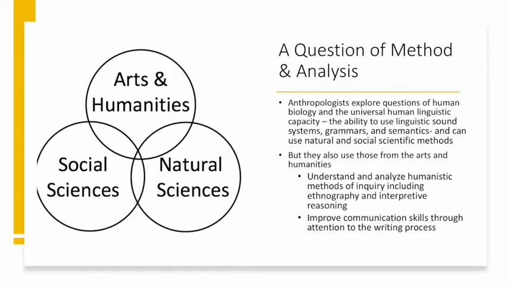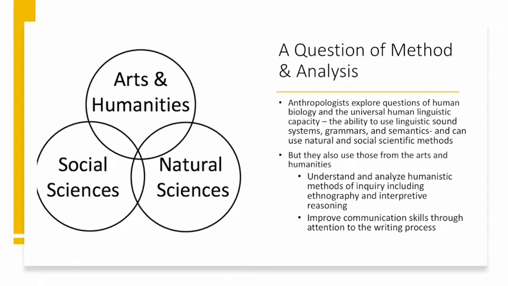Beyond those two goals, though, this class has really also been exploring ideas about method and analysis. Anthropologists explore the biology of language, they explore aspects of the universal human linguistic capacity, the sound systems, the grammars, and semantics and other parts of language, and they use natural and social science methods to do so. But as you saw from this course and these general education goals, we also use methods and forms of analysis from the arts and humanities.